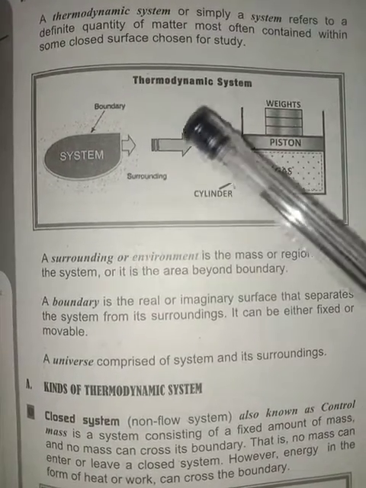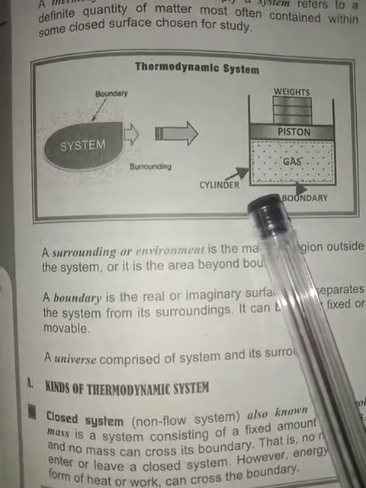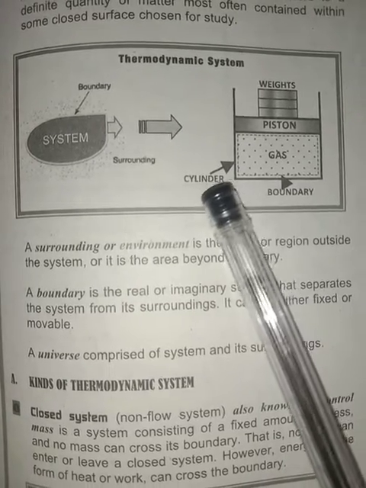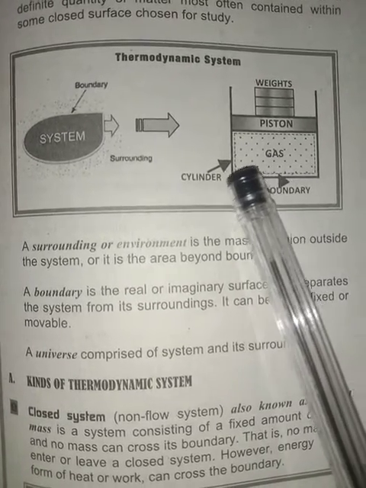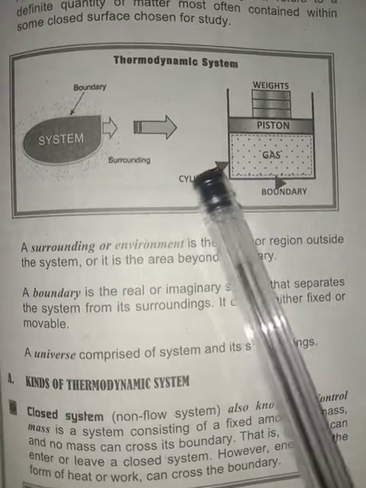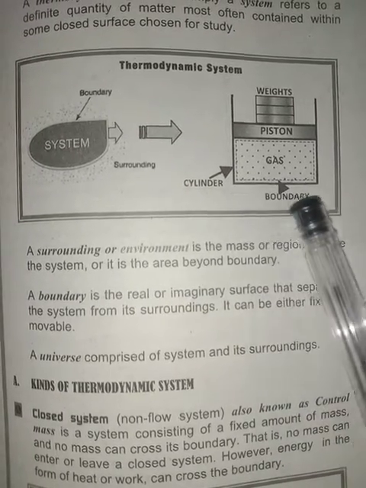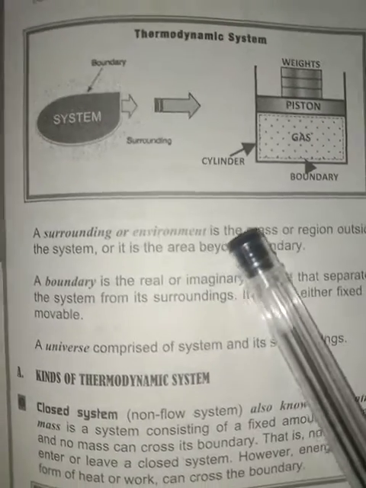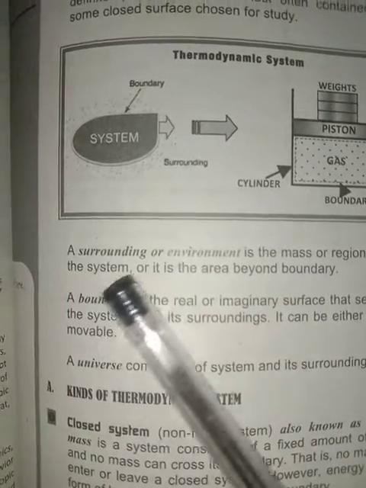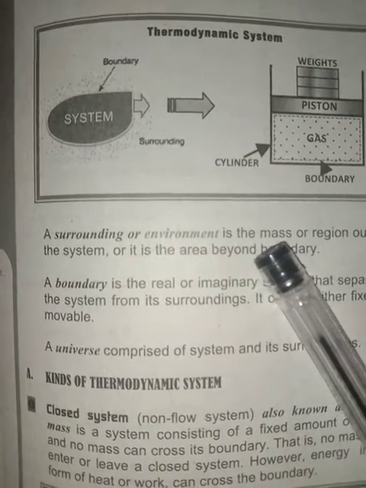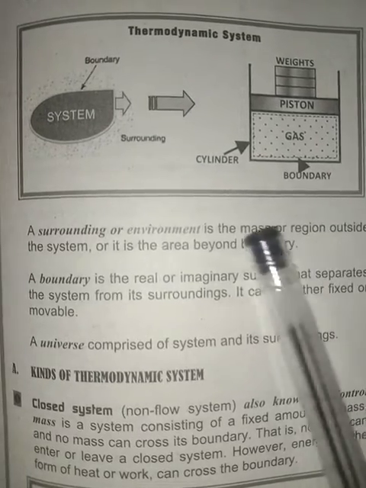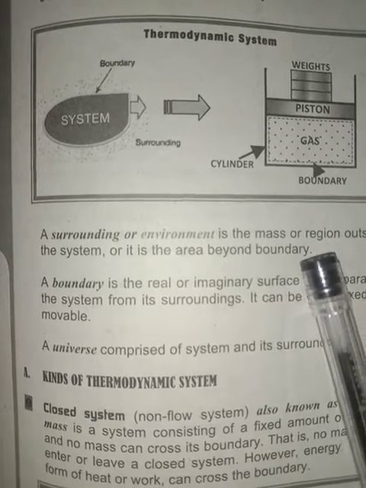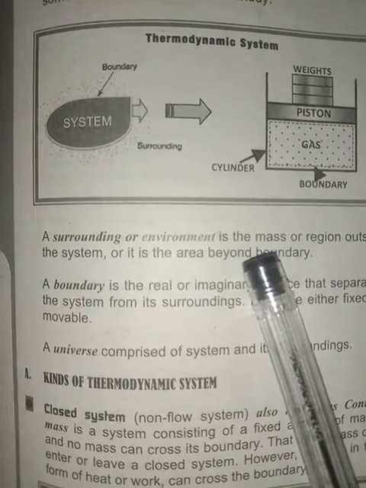So the example of a thermodynamic system is the piston of the machine. This is the cylinder and gas inside, and this is the boundary. So this is the surroundings. So what are the surroundings? Surroundings, or environment, is the mass or region outside the system, or it is the area beyond the boundary. So that is what is meant by surrounding.